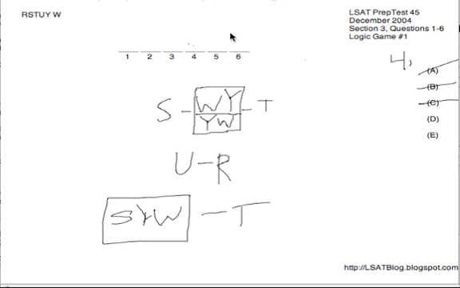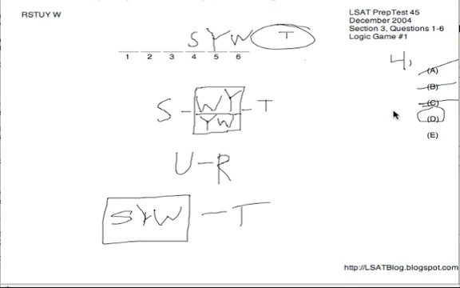Now D, Y on 5. This is where we run into a problem. If Y is on 5, we've got to have W on 6, S on 4, but there's no room for T. T has to come after this box due to the rule that the WY thing is occurring before T. No room for T occurring after the ordering, so D is impossible and is our answer to number 4.